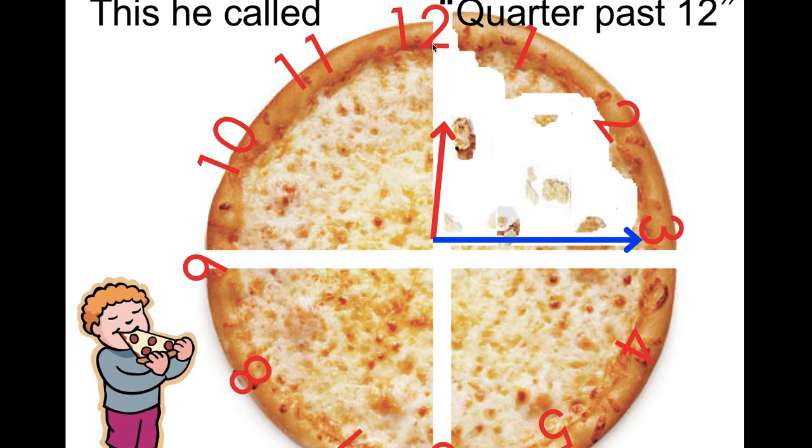Because remember, in the other slide, I showed you that one whole pizza, or one whole clock, is divided up into 1, 2, 3, 4 quarters. So over here at 15, one whole quarter has passed by. So that's another way to say a quarter past 12. So we would say quarter past and then the hour, which is 12.